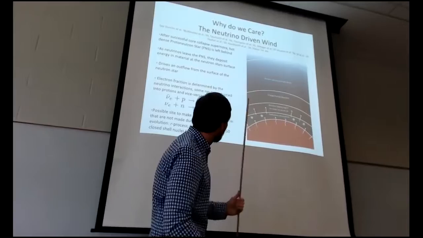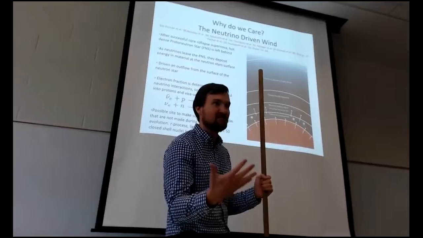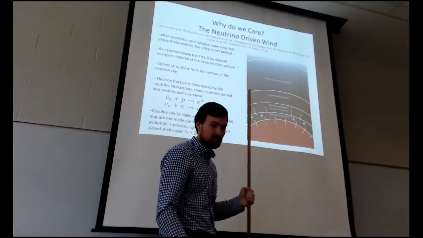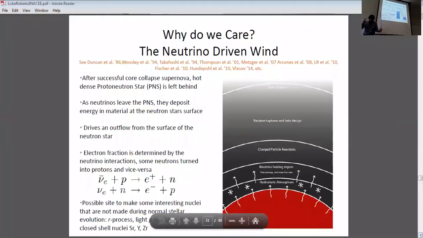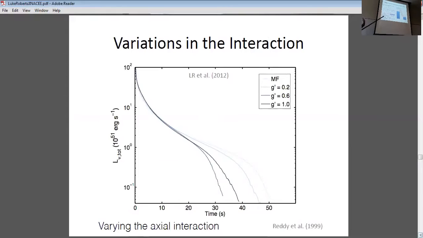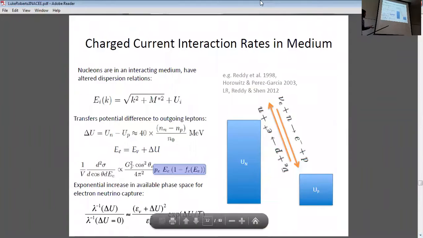But what's going to be the most important thing that determines nucleosynthesis is whether or not you have more neutrons than protons or more protons than neutrons. And that's going to be very dependent on what these neutrino spectra are coming from the neutron star. And here, once again, is a place where neutrino interaction rates in the medium can play a rather large role. And also, once again, it's going to depend on the symmetry energy.